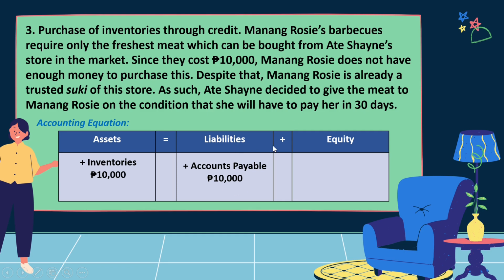Okay, so how about equity? Do we have equity? Zero equity. Wala siyang equity dito sa transaction na to. So this accounting equation is also balanced. We have assets worth 10,000 pesos which is the inventories, and we have liabilities, accounts payable 10,000 pesos, and zero equity. So 10,000 pesos plus 0 is equal to 10,000 pesos. And assets, also we have 10,000 pesos. So balance ang accounting equation on this transaction.